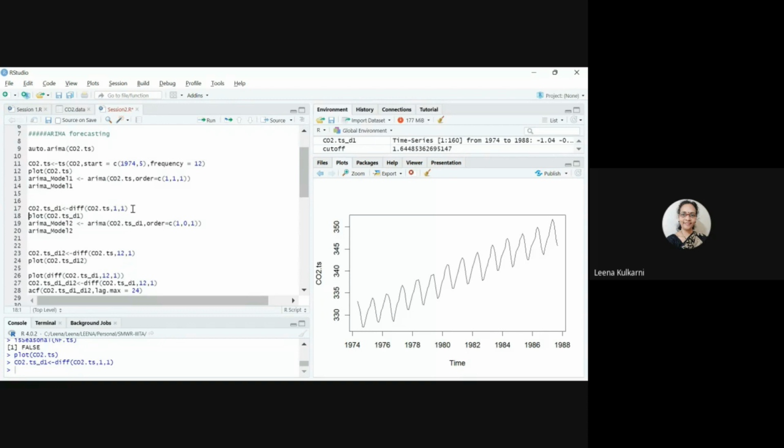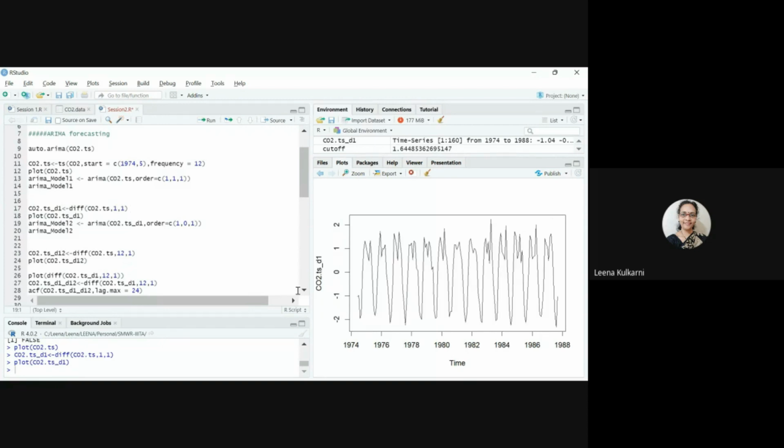And then let us look at the plot of the graph of the first order differenced series. Just let me know if you are doing it simultaneously with me, and if you want me to wait, just let me know. Just check if you are able to get this graph.